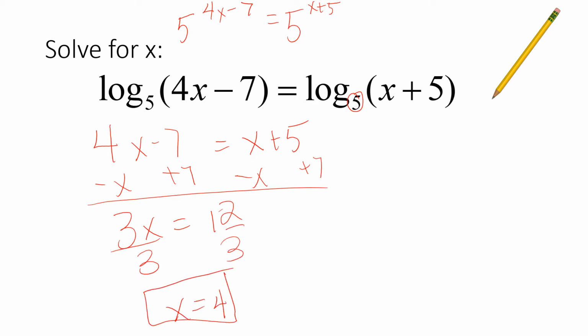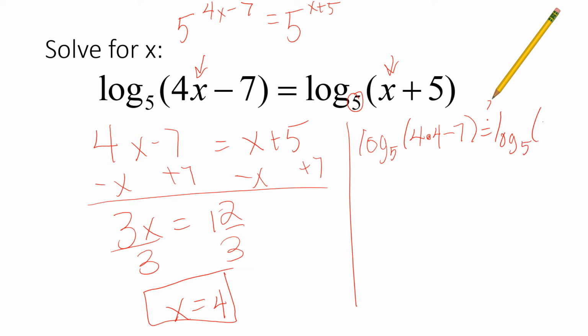And of course, as always, you want to check for extraneous solutions. If we plug 4 back into the original equation, we get log base 5 of 4 times 4 minus 7. We're asking, is that equal to log base 5 of 4 plus 5? Well, 4 times 4 is 16 minus 7 is 9, so that's log base 5 of 9. And log base 5 of 4 plus 5 is 9. So yes, it works. X is equal to 4.